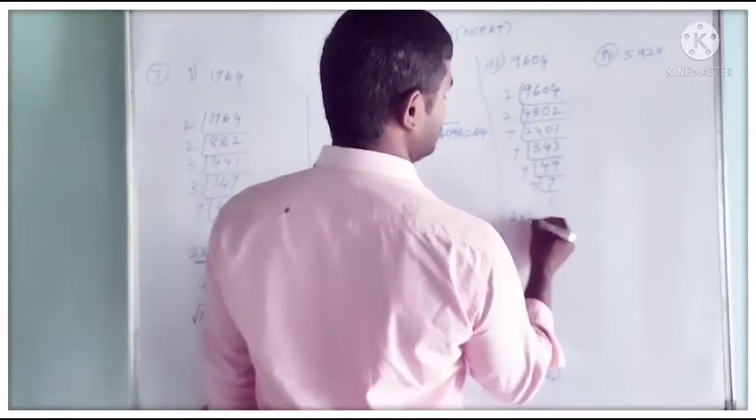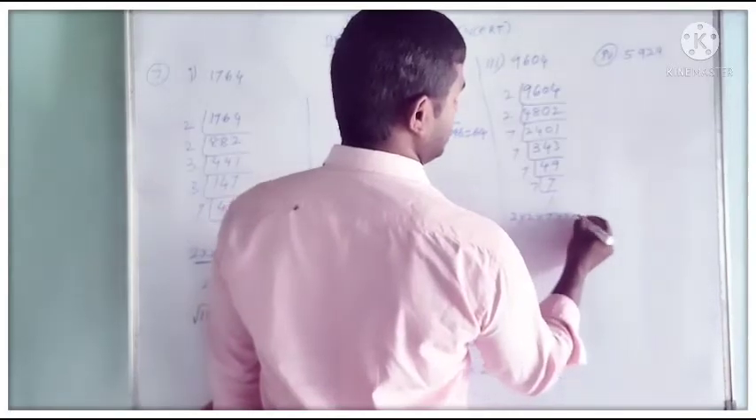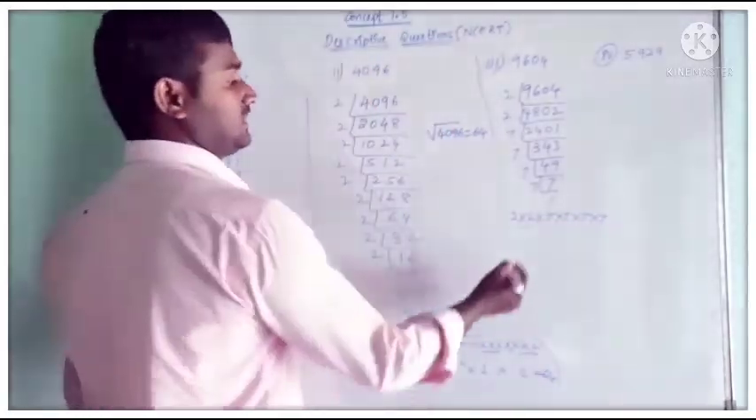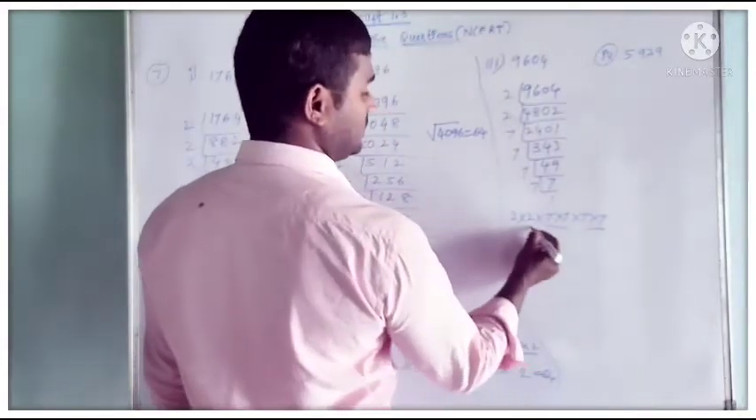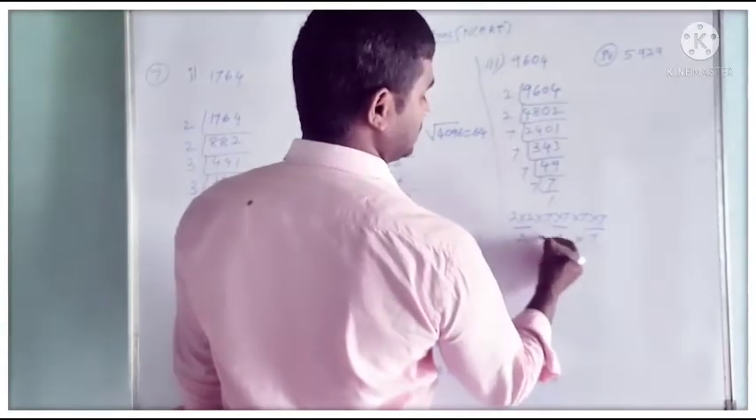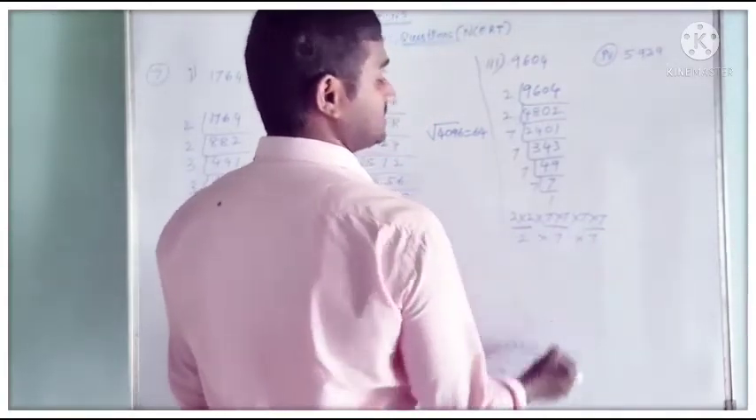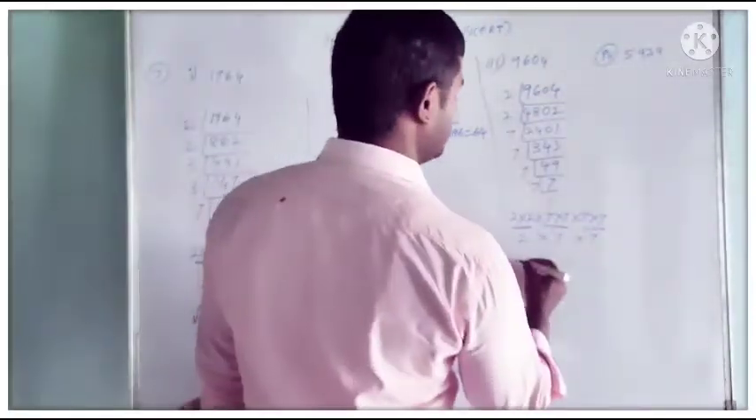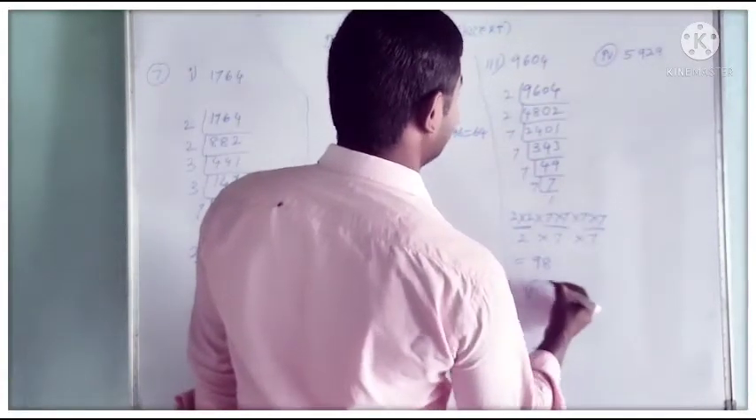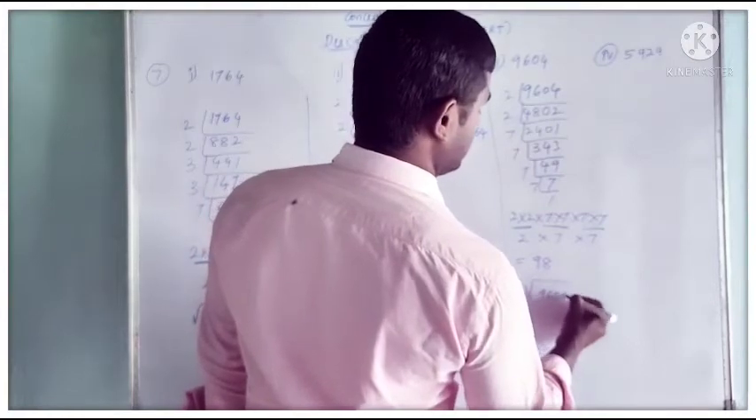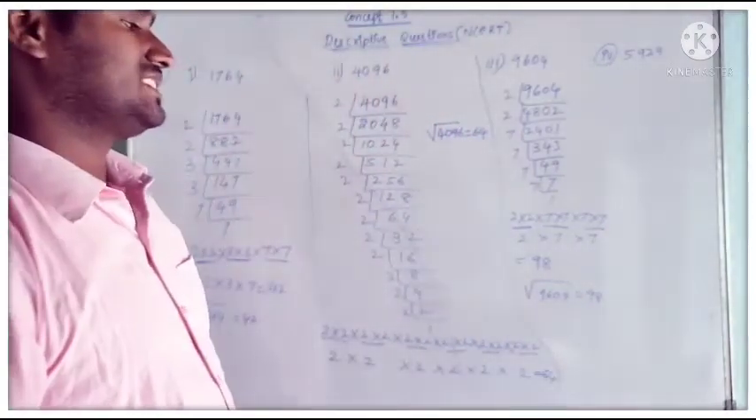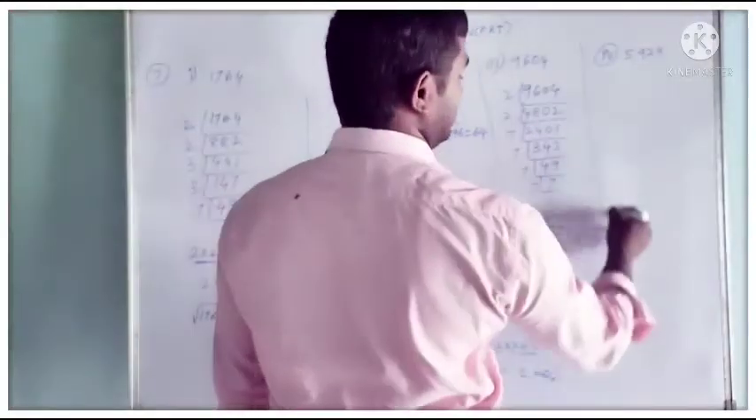So, 2 into 2 into 7 into 7 into 7 into 7. From every two similar factors, we need to take one number. From these two, we take 2. From these two, 7. From these two, 7. So 2 into 7 into 7. 7 7s are 49, 49 into 2 is 98. Therefore, the square root of 9604 equals 98.